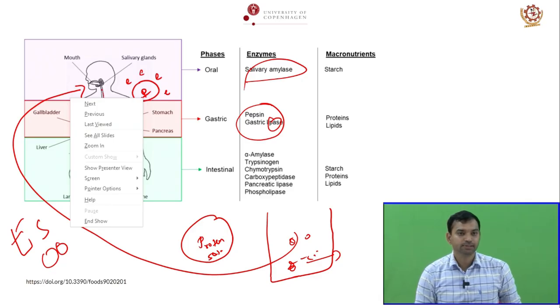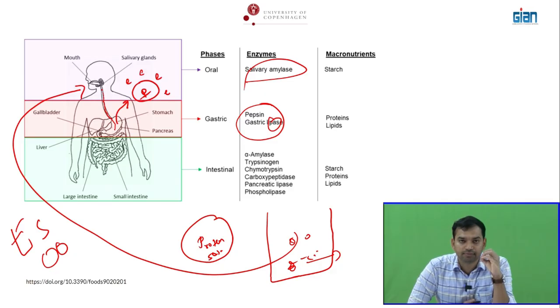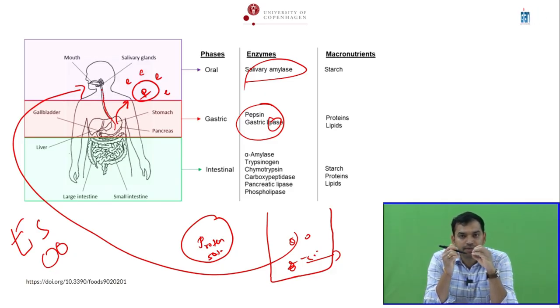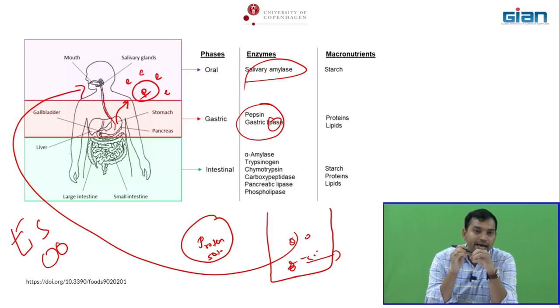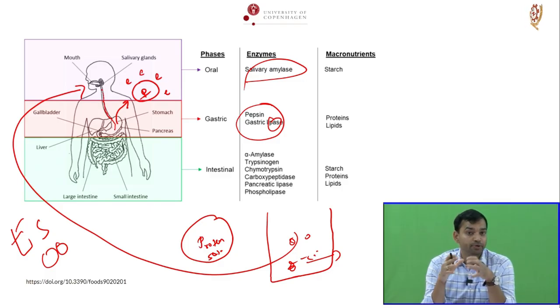Now, there is a problem. What is the problem? The cell wall is the problem. It is acting as a barrier. All right. The enzymes actually cannot penetrate through the cell wall to access the protein inside the cell. Now, we have a digestibility problem. Do you agree?